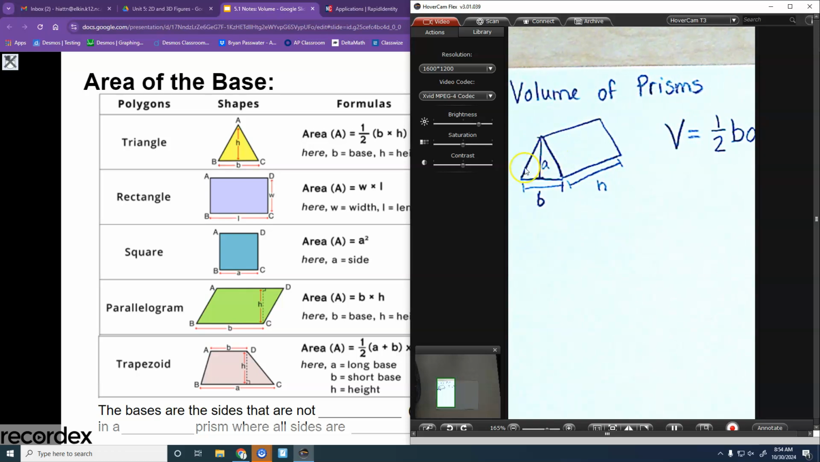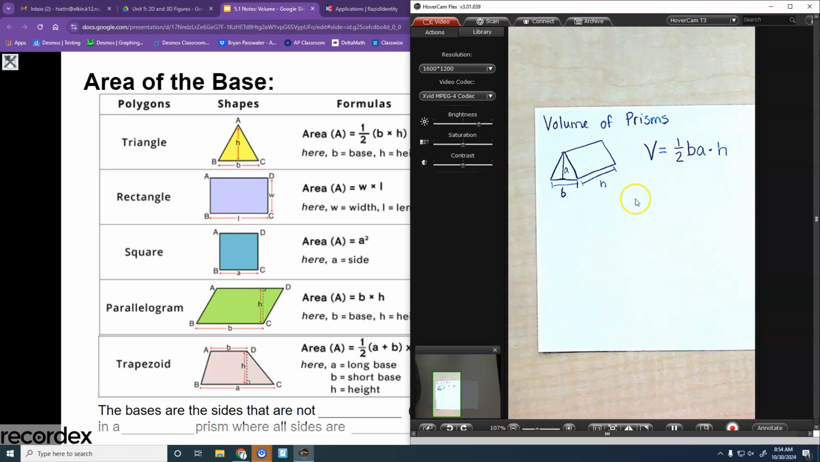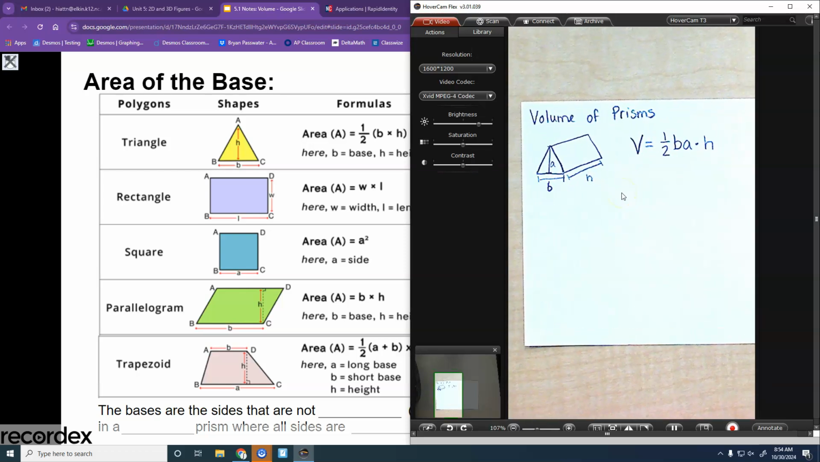Okay, so you're just finding the area of the triangle, and then you multiply it by the height of the prism. And let me zoom back out so you can see it. All right, so we got our triangular prism.